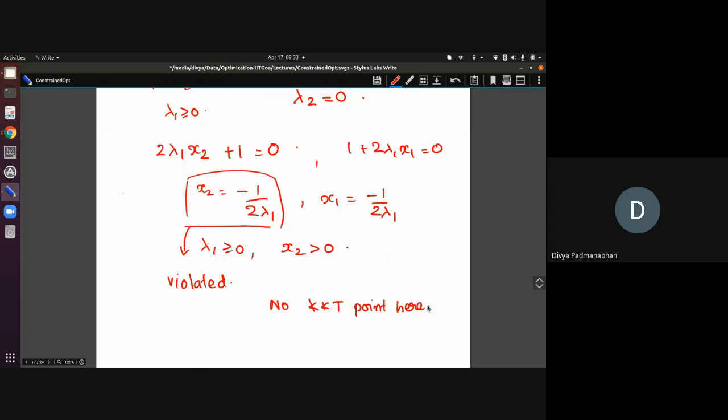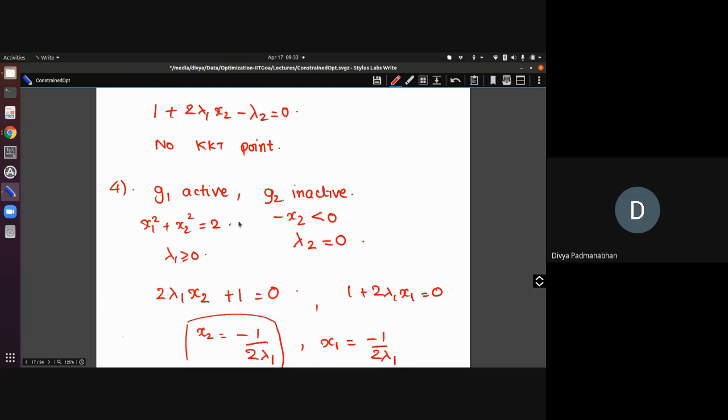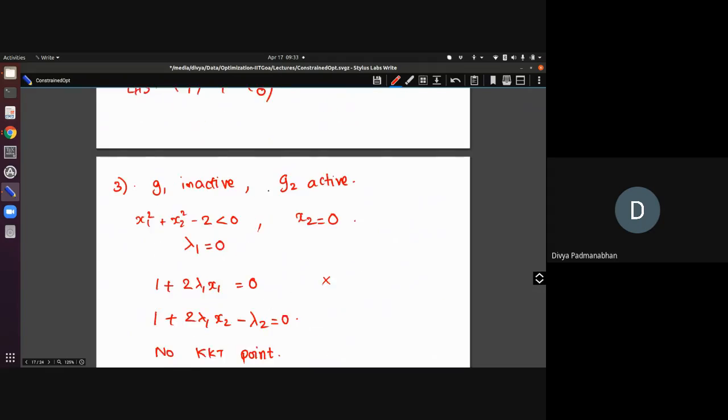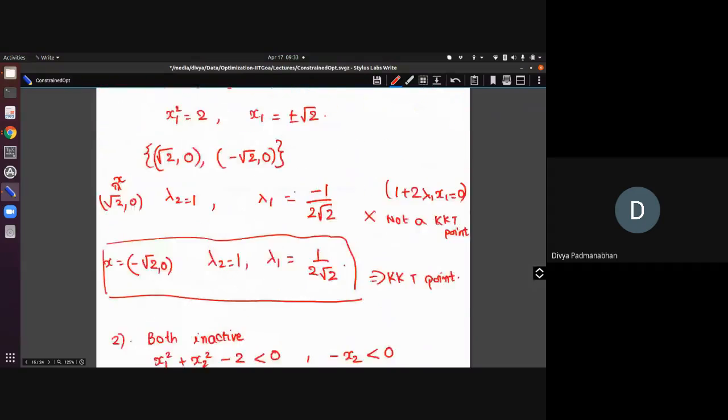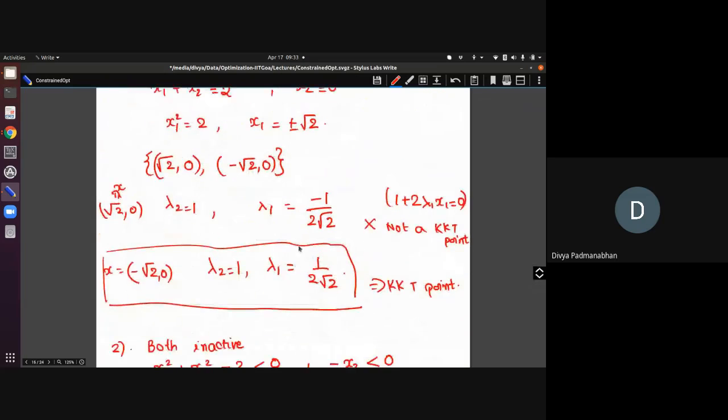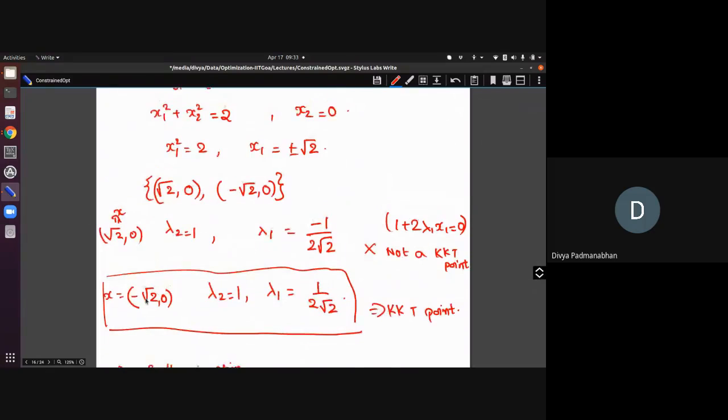Now we have covered all the cases: two cases where one is active and one is inactive, both inactive, and both active. So this was the only KKT point, and it turns out that it is indeed a minimum point. So this is -√2, 0.